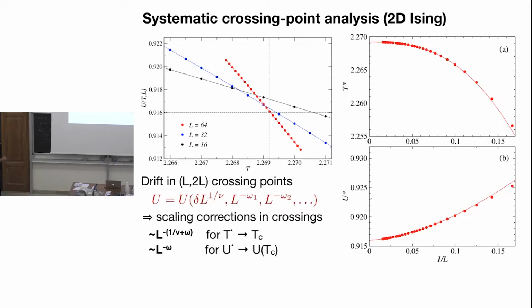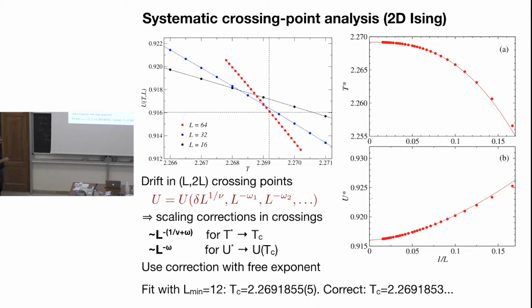But how do we analyze these things? You can basically just Taylor expand this function. Just keep the leading one, Taylor expand it for system sizes L and 2L, and set them equal to each other. That's what the crossing point is, and then you can extract the value of the temperature that I call T star here, where they are equal, and the value of where they actually cross, which I call U star. So then you can try to fit to that, and if things go well, you should get correct results.